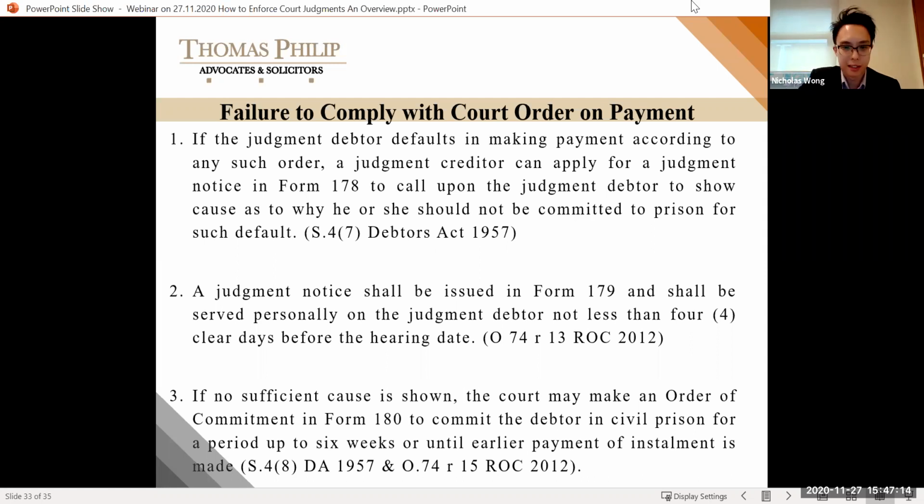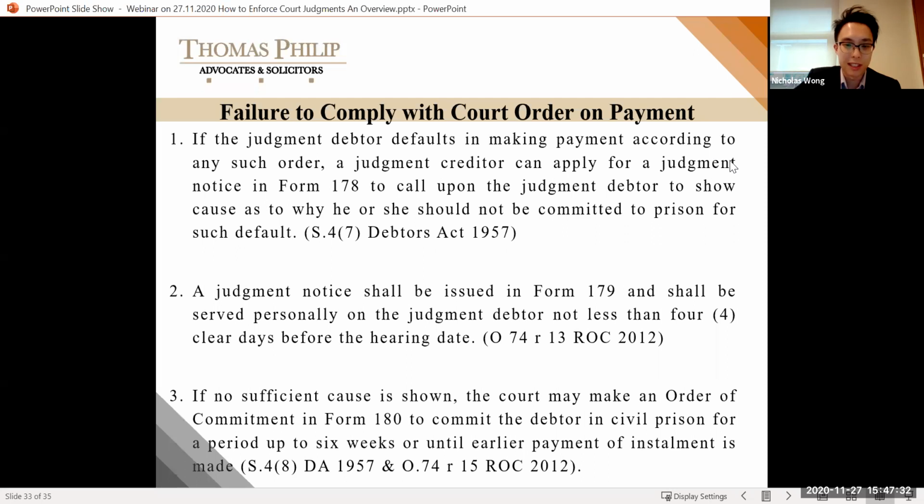And you've got to serve this within a certain number of days as well, that's stated there, Order 74, Rule 13. And if no sufficient cause is shown, in other words, if you, the JD, cannot explain well enough, then the court can make an order to commit you, right, to put you in prison for up to 6 weeks or until payment is made.